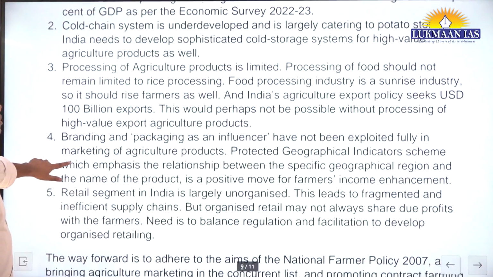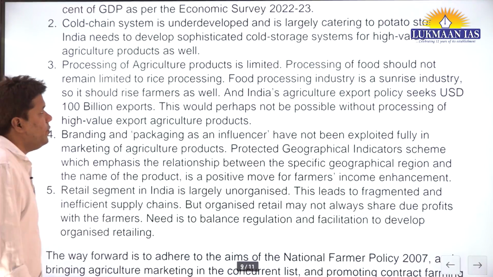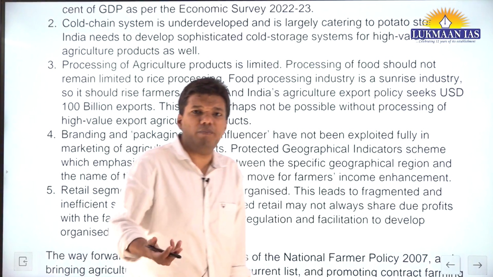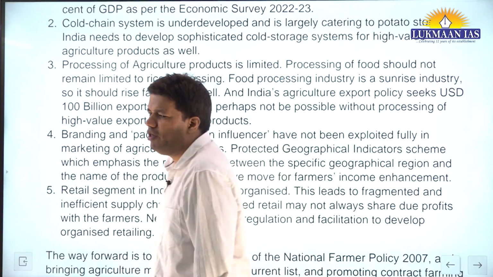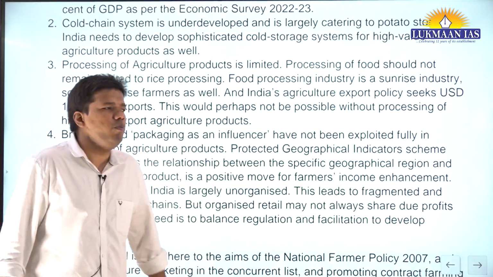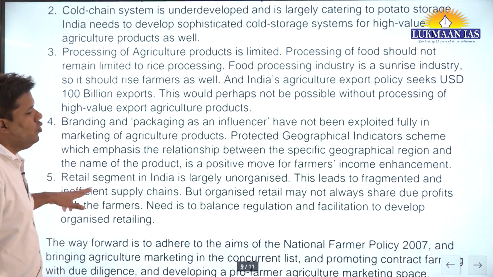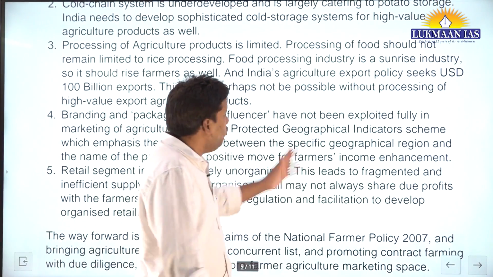Similarly, processing of agriculture products is limited. In India, what is happening? Processing is mainly rice processing. When you read the Shanta Kumar committee report, you will see it is mainly limited to rice mills as the main processing.